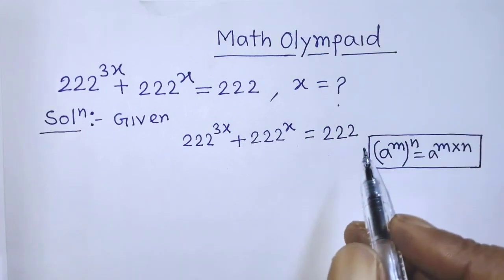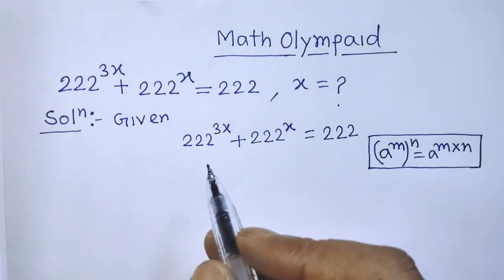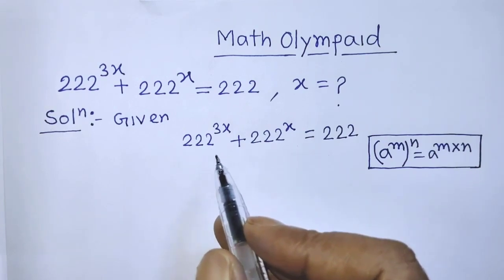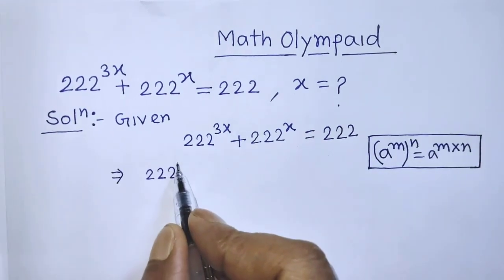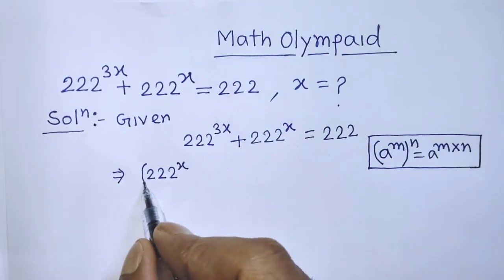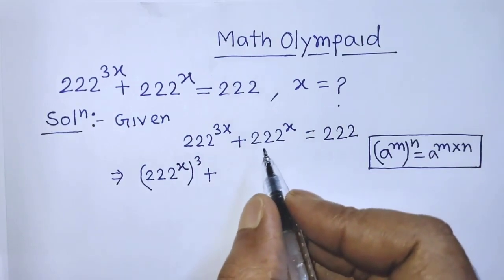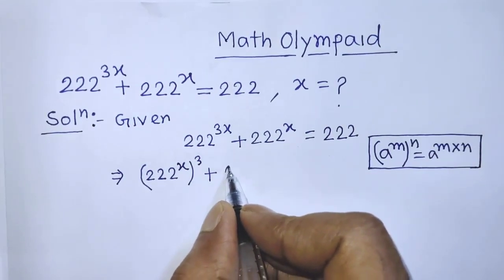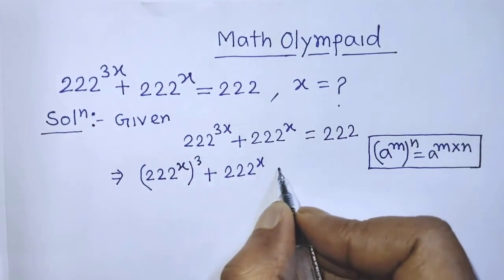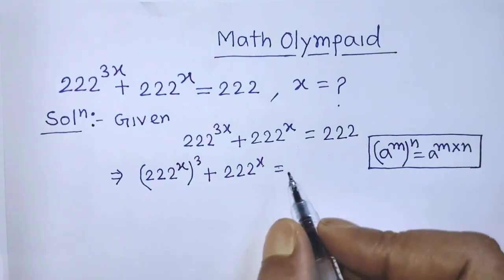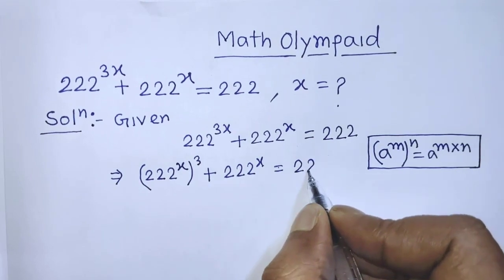In this algebraic expression, on the left hand side there are two terms. In place of the first term, according to this formula, we can write (222^x)^3, plus in place of the second term, again we have to write (222)^x, is equal to, on the right hand side of this equation, again we have to write 222.